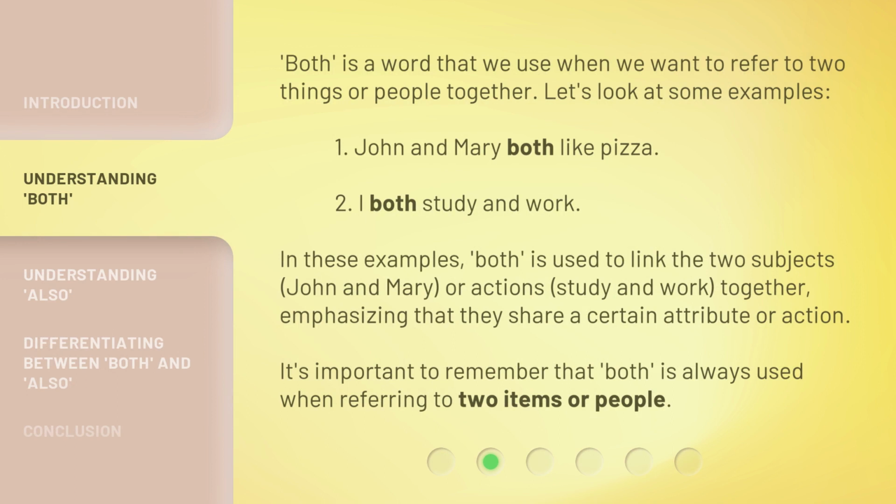Both is a word that we use when we want to refer to two things or people together. Let's look at some examples. 1. John and Mary both like pizza. 2. I both study and work.